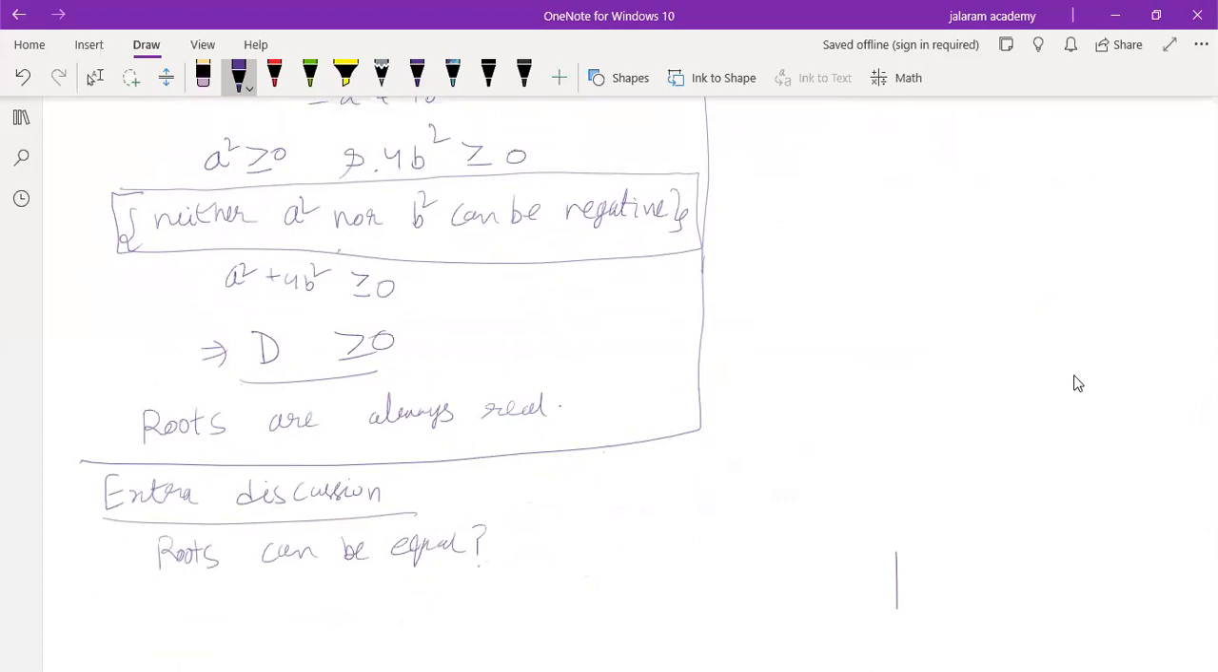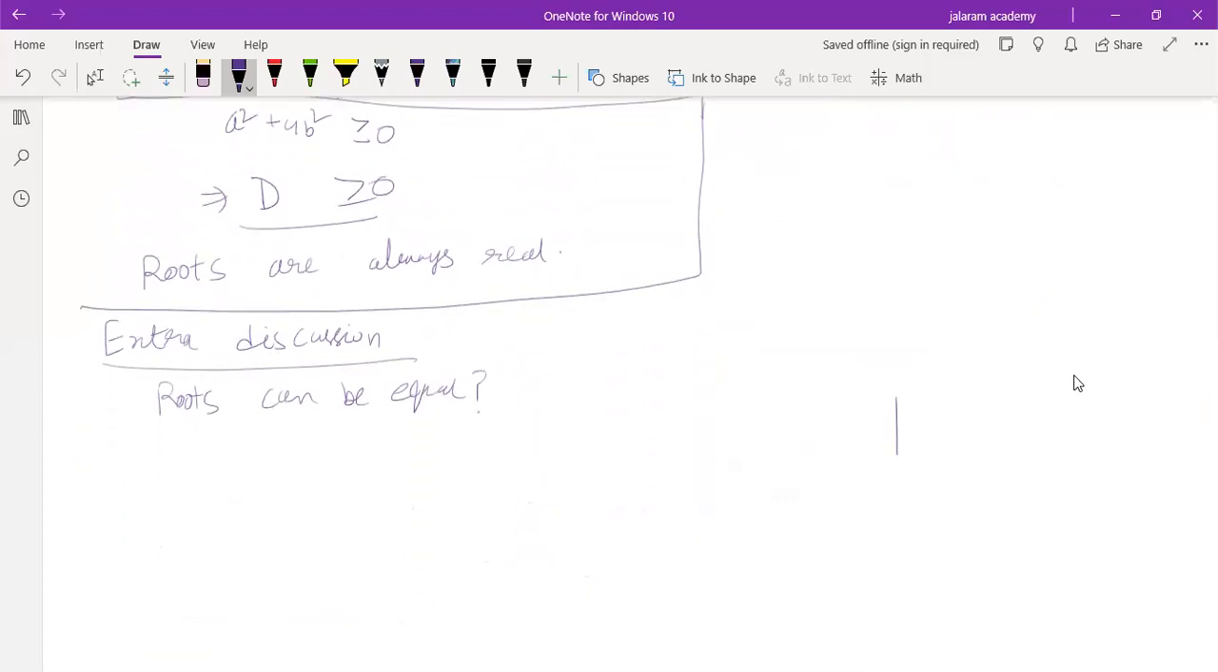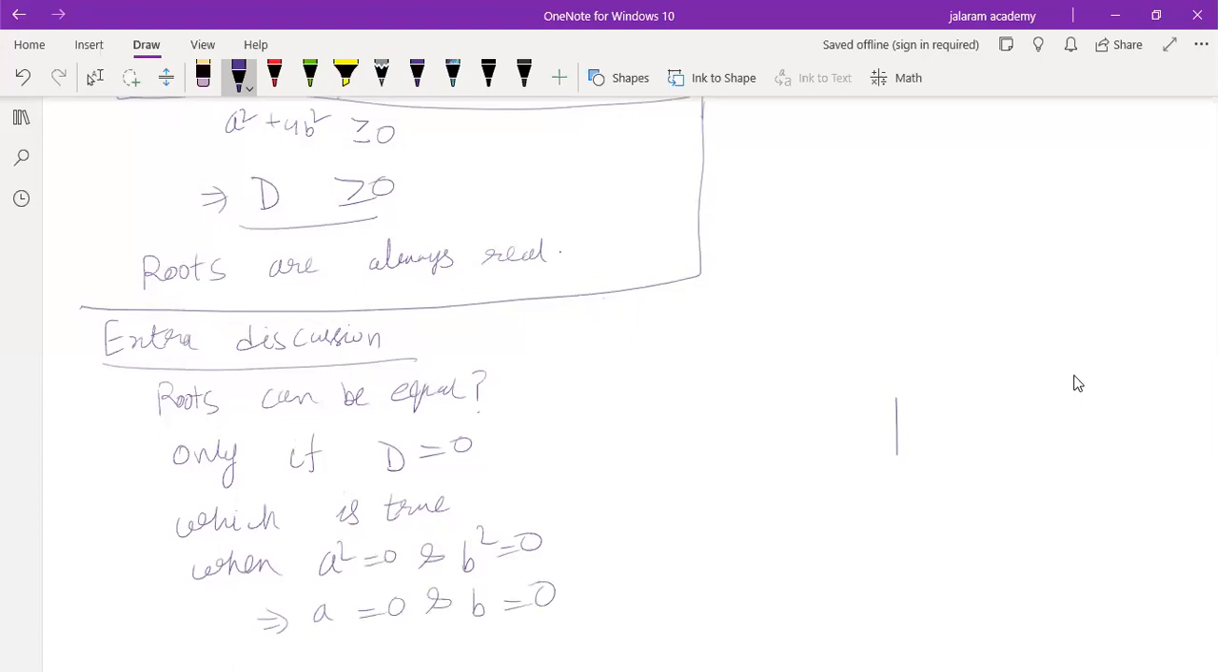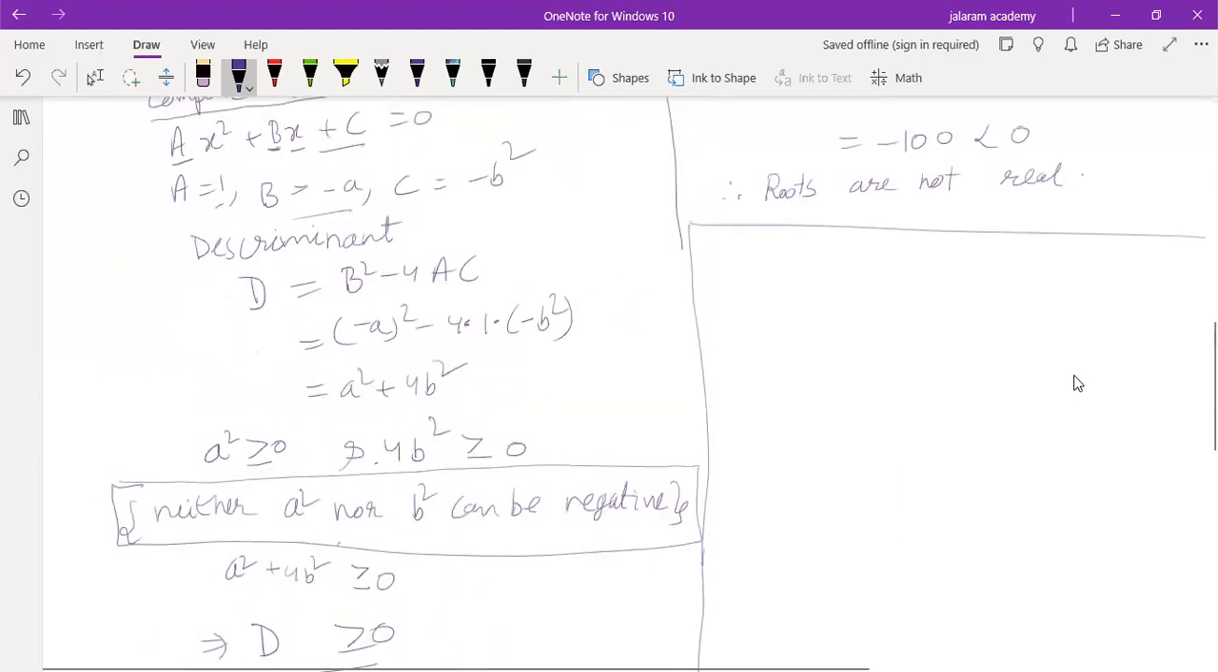So when can they be equal? They can be equal only if the discriminant equals 0, which is true when A square equals 0 and B square is also equal to 0. Both must be certainly 0: A equals 0 and B equals 0. This is the extra discussion. This is not the part of our question.